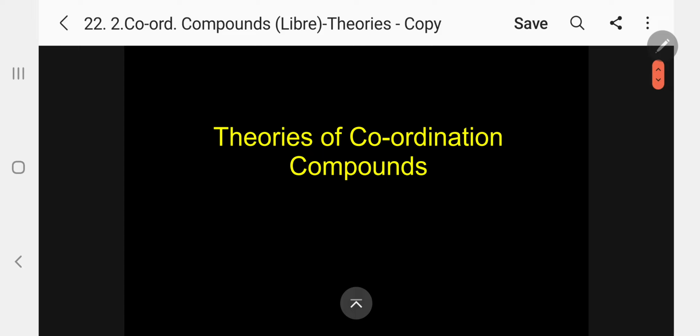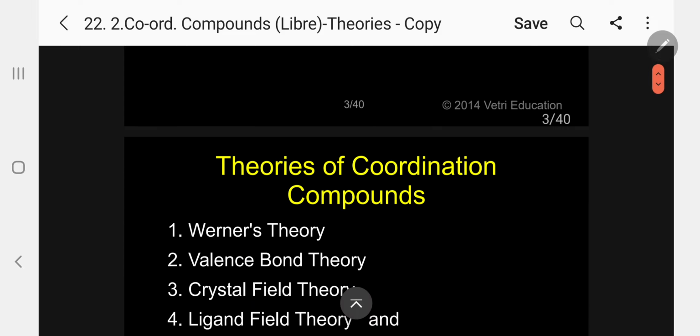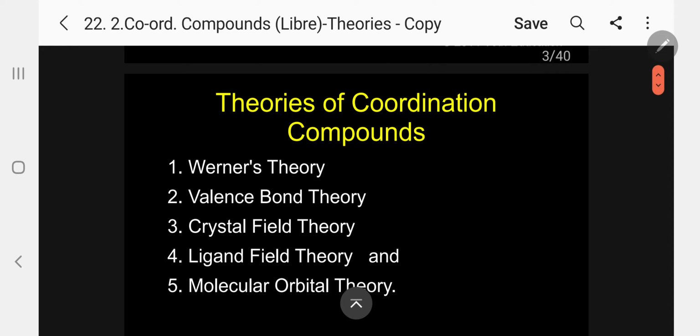So, theories of coordination compounds we are going to discuss. Under the theories of coordination compounds, there are 5 theories available. 1. Werner theory, who is the pioneer to start the theories of coordination compound. Number 2, valence bond theory. Number 3, crystal field theory. Number 4, ligand field theory. And 5, molecular orbital theory.